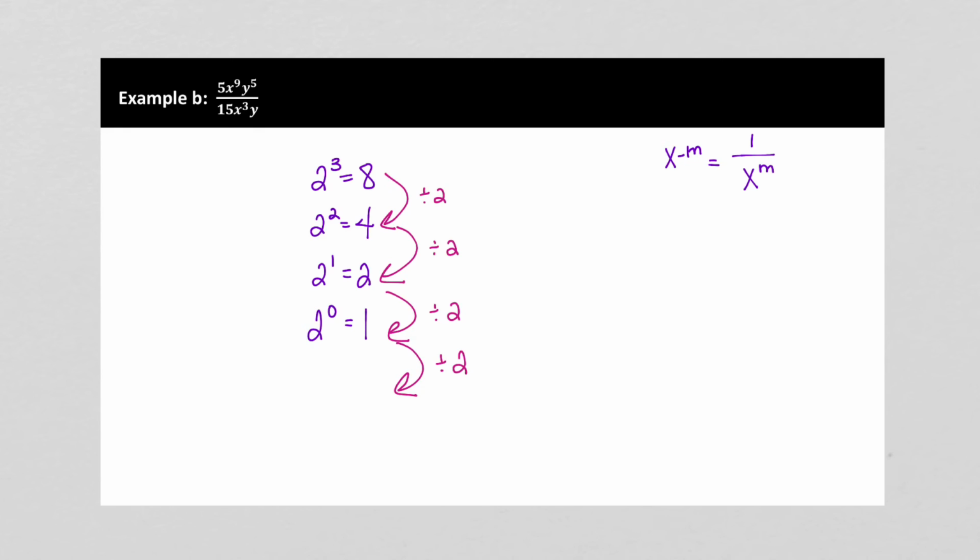we get 1/2. So that's 3, 2, 1, 0, negative 1. And if we divide by 2 again, we get 1/4. That's 2 to the negative 2, because 2 to the negative 2 would be 1 over 2 squared, which is 1 over 4. So that explains this rule, and it explains the rule x to the 0 is equal to 1. Anything to the 0 is always 1.